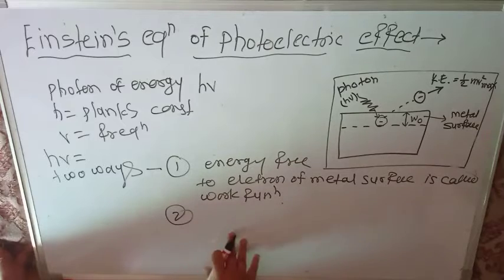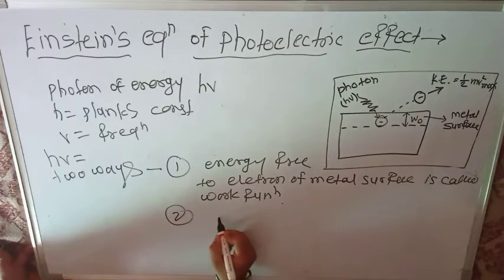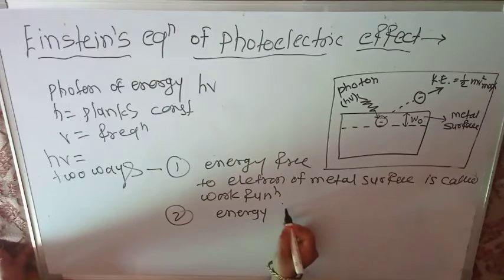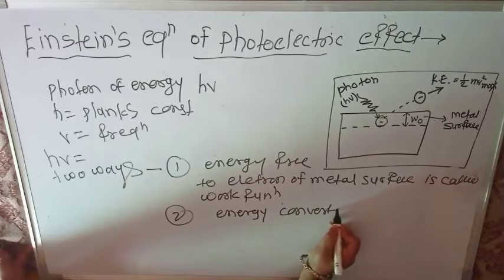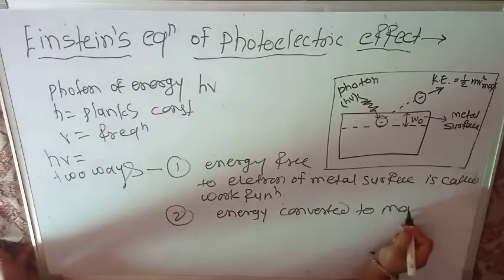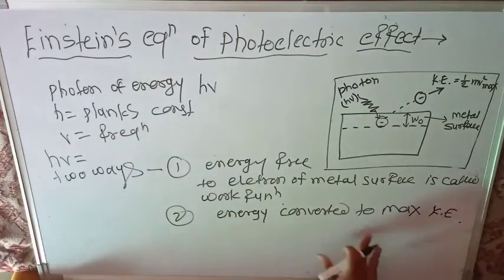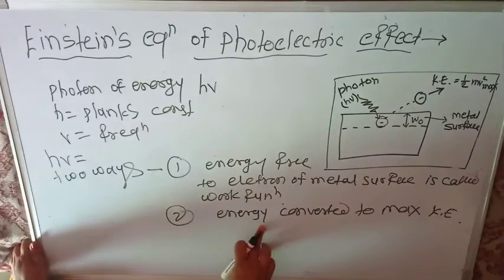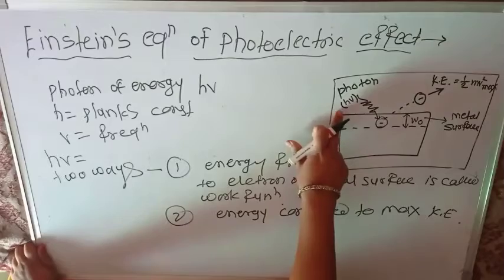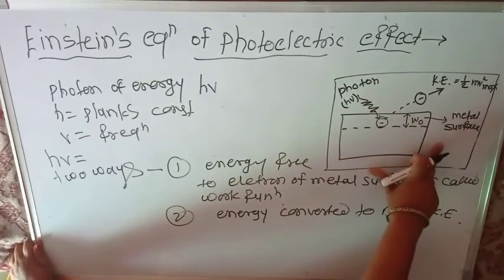And the second way is what? The remaining part of the energy is converted into maximum kinetic energy. This remaining energy is converted to maximum KE, according to the principle of conservation of energy. Now see this figure: the photon hν, KE max is equal to half mv square max, from the metal surface.